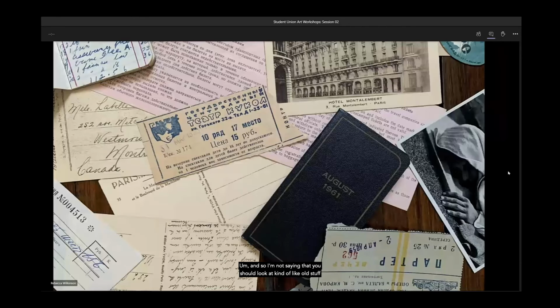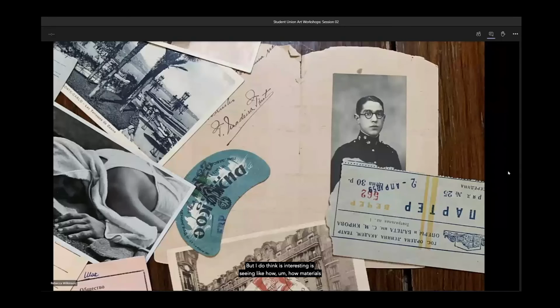And so I'm not saying that you should look at old stuff that you find at flea markets or in vintage stores, and copy this and make things that look old or nostalgic. I don't think that is particularly interesting. But what I do think is interesting is seeing how materials were treated, how people printed things, the different color combinations and typographic combinations that were used in the past.